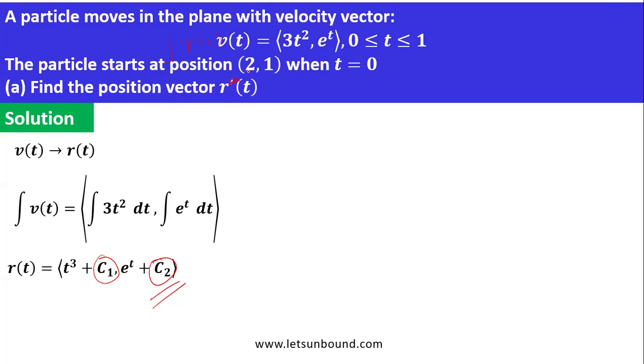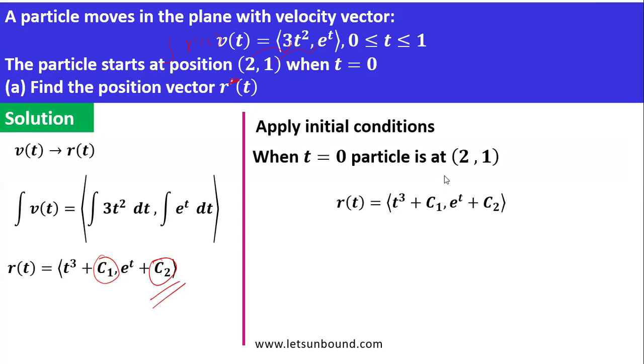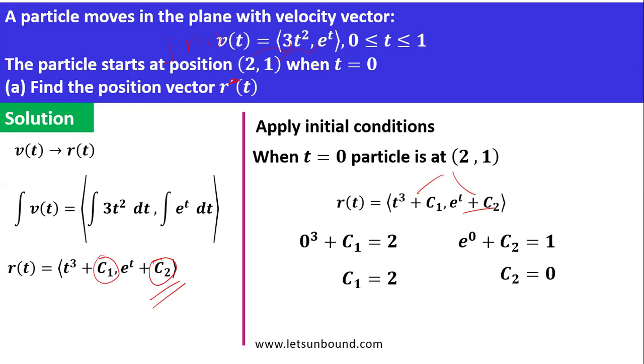The particle starts at position (2, 1) when t is 0. So this is 2, this is 1 when t is 0. Let's solve this. Apply initial conditions to evaluate the constants of integration. When t is 0, the particle is at (2, 1). So t³ plus c1 is 2. Just equate it. When t is 0, 0³ plus c1 is 2, so c1 is 2. Same thing here: e^0 plus c2 equals 1. So when you solve this, you get the constants.